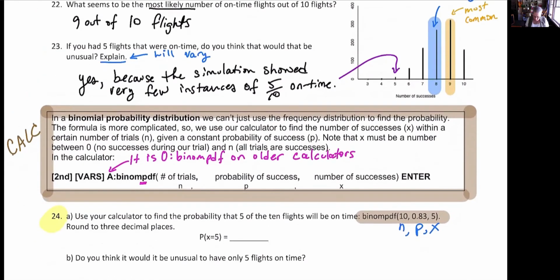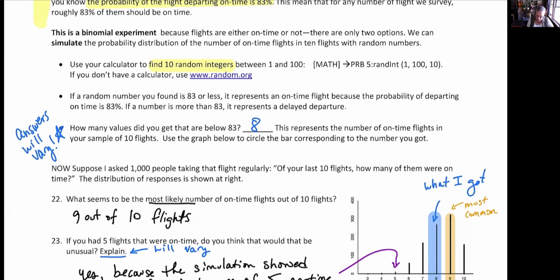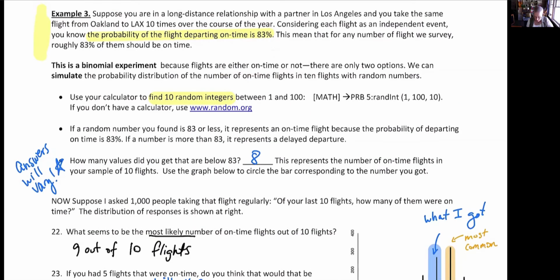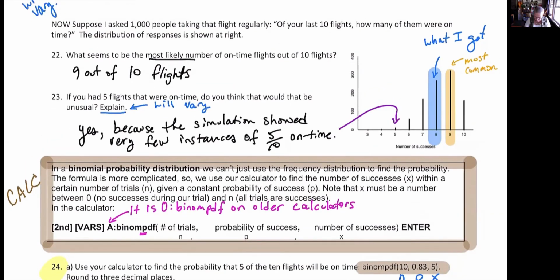Okay, in this example here, you were asked about random flights, whether or not a flight was on time. So we're looking at, is your flight on time, yes or no? Distribution of 10 flights. The probability of an on-time flight is 0.83. And you can actually look up on-time flights, usually when you're booking your flight. We want to find the probability of getting 5 of those flights being on time. So of our 10 flights, what's the probability that 5 of them are on time?